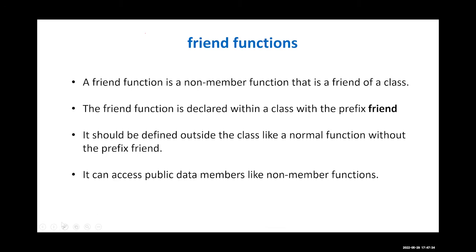And it can access public data members like non-member functions. Usually, non-member functions which are not friend functions can still access the public data members of any class. Similarly, a friend function will also have access to the public data members. Apart from that, they can even access the private and protected members of the class. Remember this, that is the difference between a friend function and a normal regular non-member function.